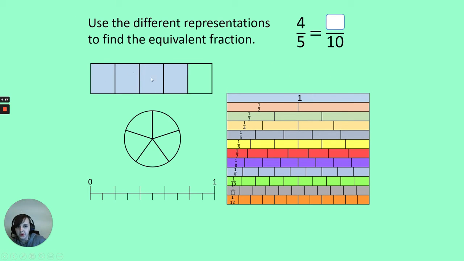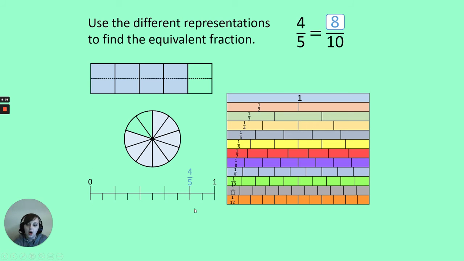So if we're looking at the bar model first, I've shaded in my 4/5. I know that there are 2 5s in 10, so I'm going to split each of these into 2. And now I have 1, 2, 3, 4, 5, 6, 7, 8, 9, 10. And I can see my equivalent fraction here, 1, 2, 3, 4, 5, 6, 7, 8, 8/10. Easy peasy.